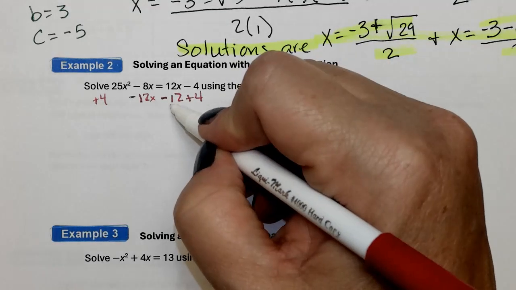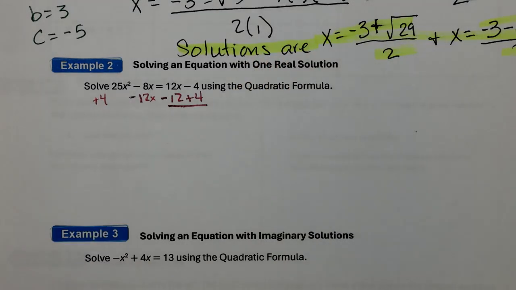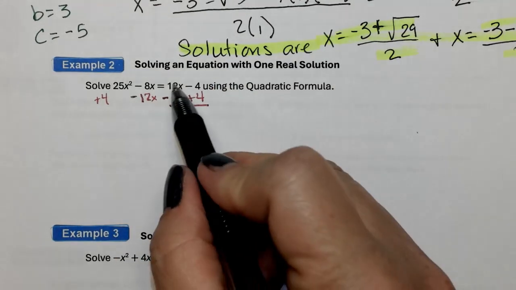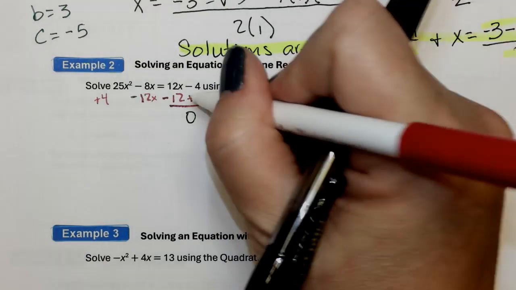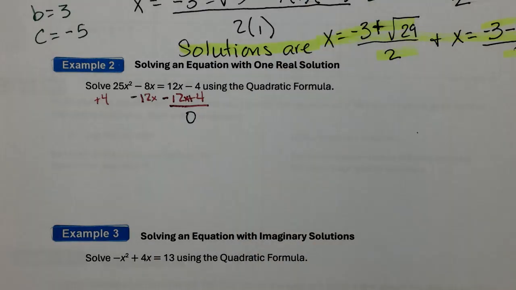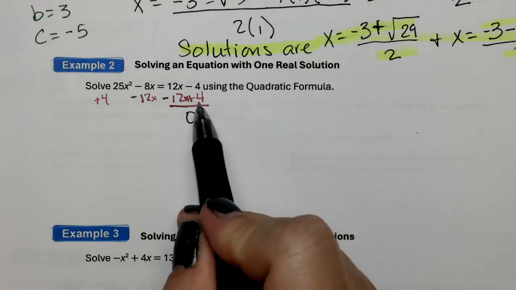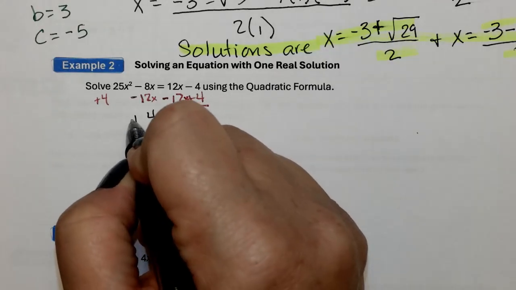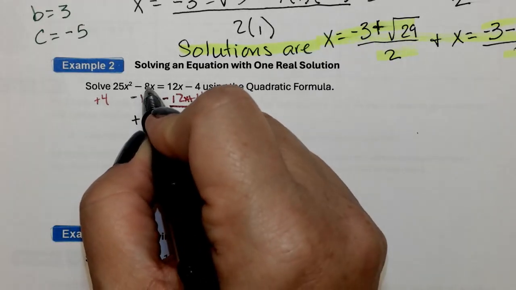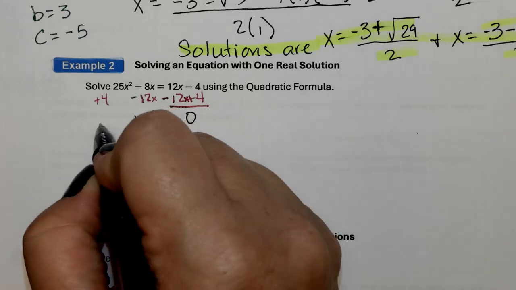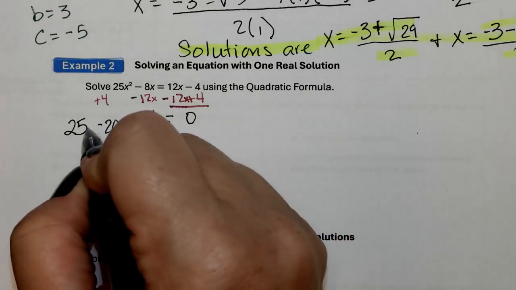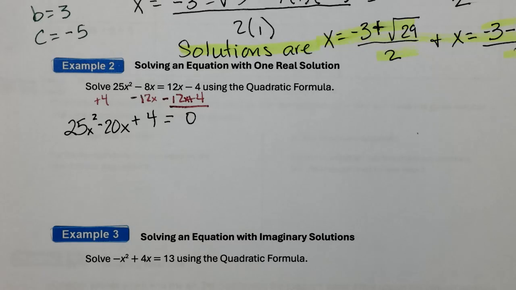So why am I doing this? Because that means that this side over here will now equal 0. Because 12x minus 12x, oh, got to put the x there. 12x minus 12x is 0. Negative 4 plus 4 is 0. So now I'm going to bring down this side. We have a 4. Negative 8 minus 12 gives us negative 20x, and then we did not do anything with the 25x squared, so that just stays the same.